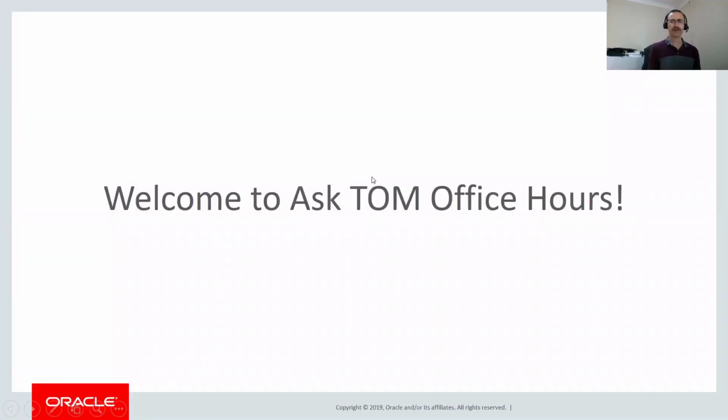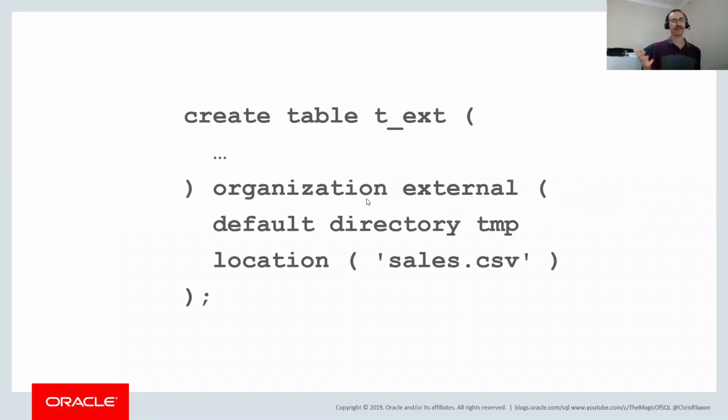To create an external table, it's pretty straightforward. You just have the definition of your table, add the organization external keywords, and then literally the minimum you need is a default directory, that is which folder on the database server the files will live, and the name of the file you're actually going to read. Do that, and the database assumes that you're reading a straightforward CSV.